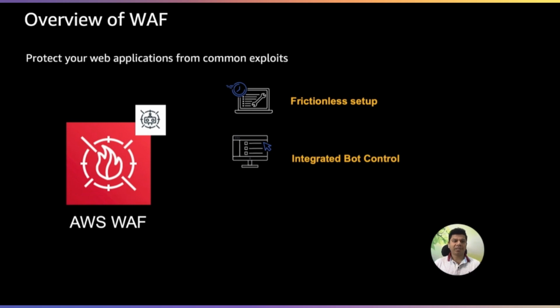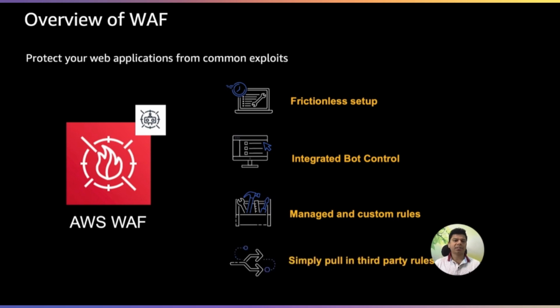The second benefit is integrated bot control. You can easily turn on AWS managed bot rules to protect your application against common attacks. The third one is managed and custom rules. WAF provides very easy and ready-to-use managed and custom rules, which you can leverage. And the last one is simply pulling in third-party rules. What it means is you can simply add third-party rules to your AWS Web ACL rules.